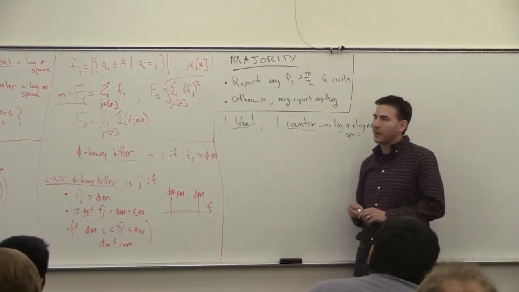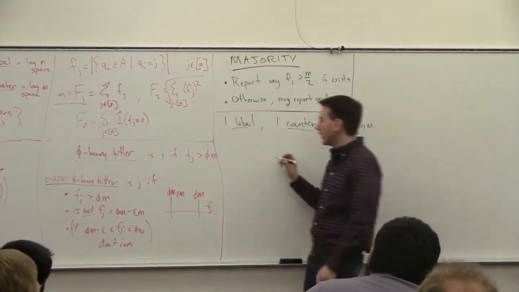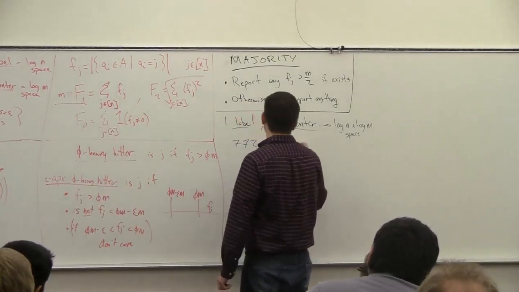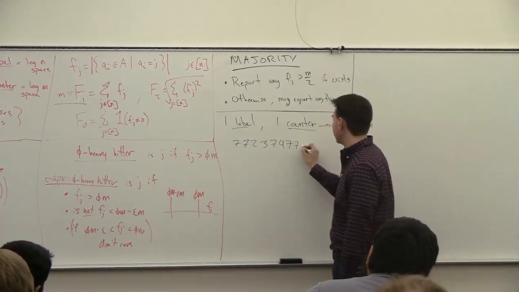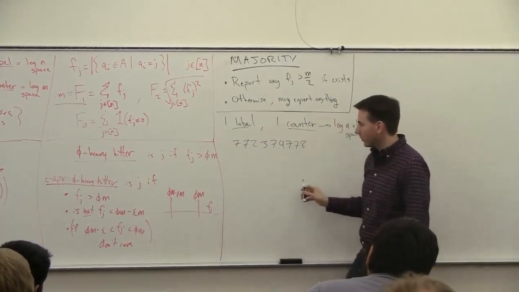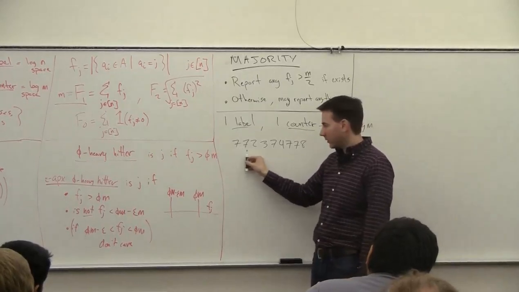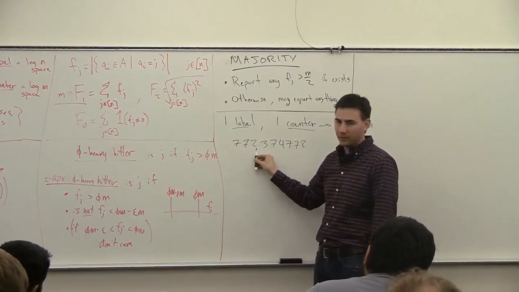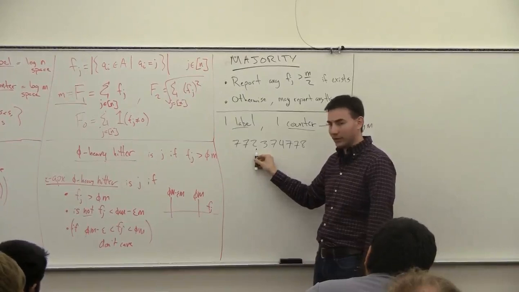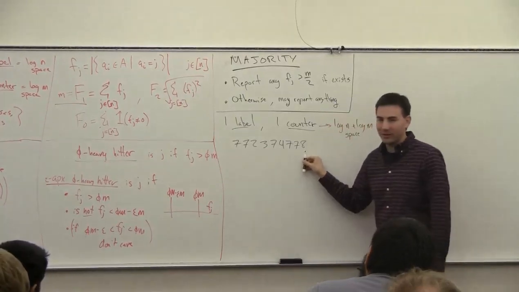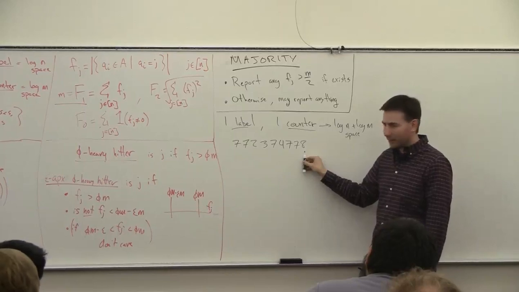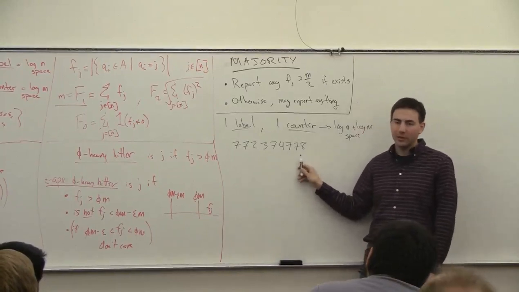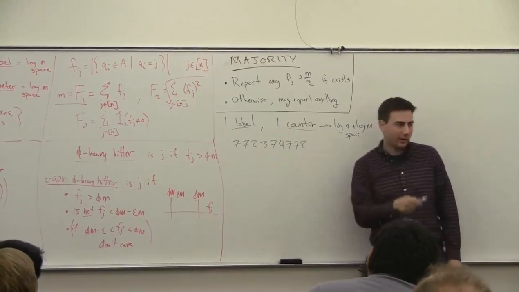So I'm counting, but what if I get a stream of 7, 7, 2, 3, 7, 4, 7, 8? Okay, so the most recently seen. So I'm counting 7. And then what do I do? Then you still have 7 and the counter is 2. Now what happens? The label's 2 and the counter is 1. Okay. So at the end, what is the counter going to be? The label? 8. Yeah, so I have 5 7s here, but only 9 items. So I should be able to return 7 as being in the majority.